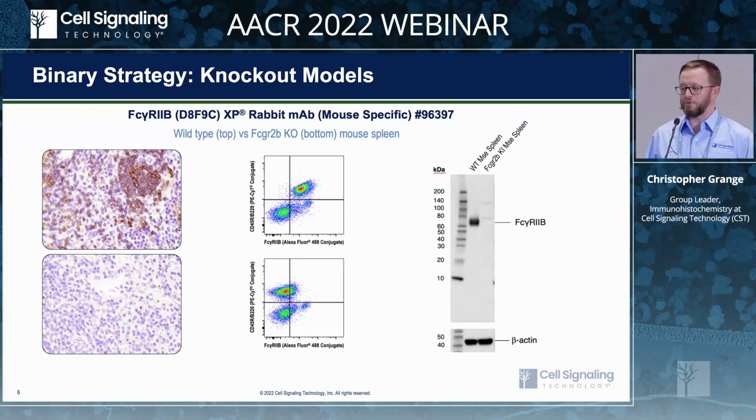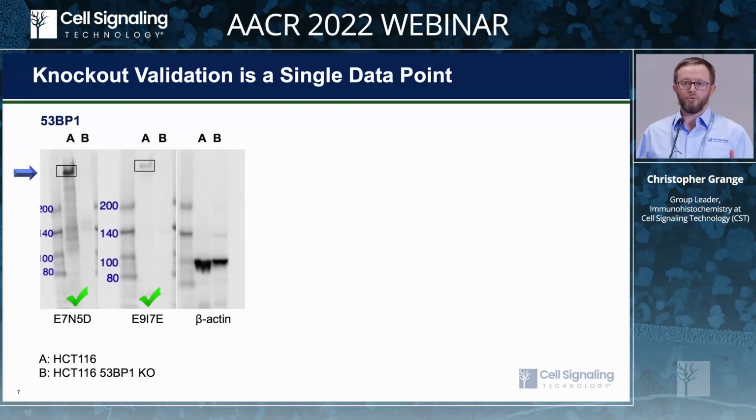Another binary strategy I want to talk about is knockout models. So here you can see Fc gamma receptor beta antibody in 3 different applications stained on wild type versus knockout mouse. The point I want to make about knockout validation data, though, is that it's just a single data point. In this example, we can see 2 clones directed against 53BP1, both of which show an appropriate band in the wild type cells and no band in the knockout cells. So both of these antibodies pass in this model.